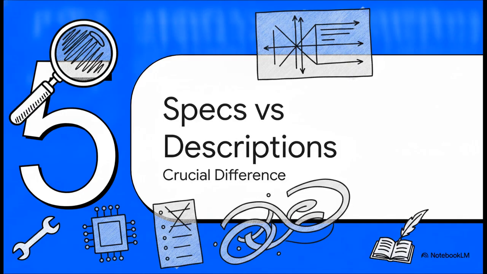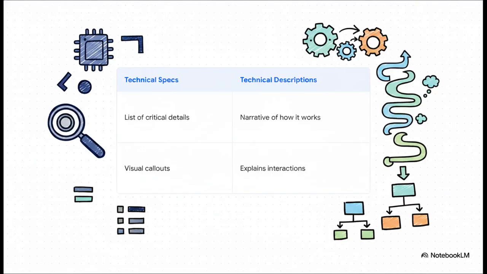picture. Which perfectly leads us to part 5, a super important one. Specs are not descriptions. This right here is perhaps the most critical clarification in the whole explainer. Providing a list of technical details or a picture with labels pointing to parts is never, ever enough on its own. Specs are just not descriptions. Let's look at this breakdown to clearly delineate the two.